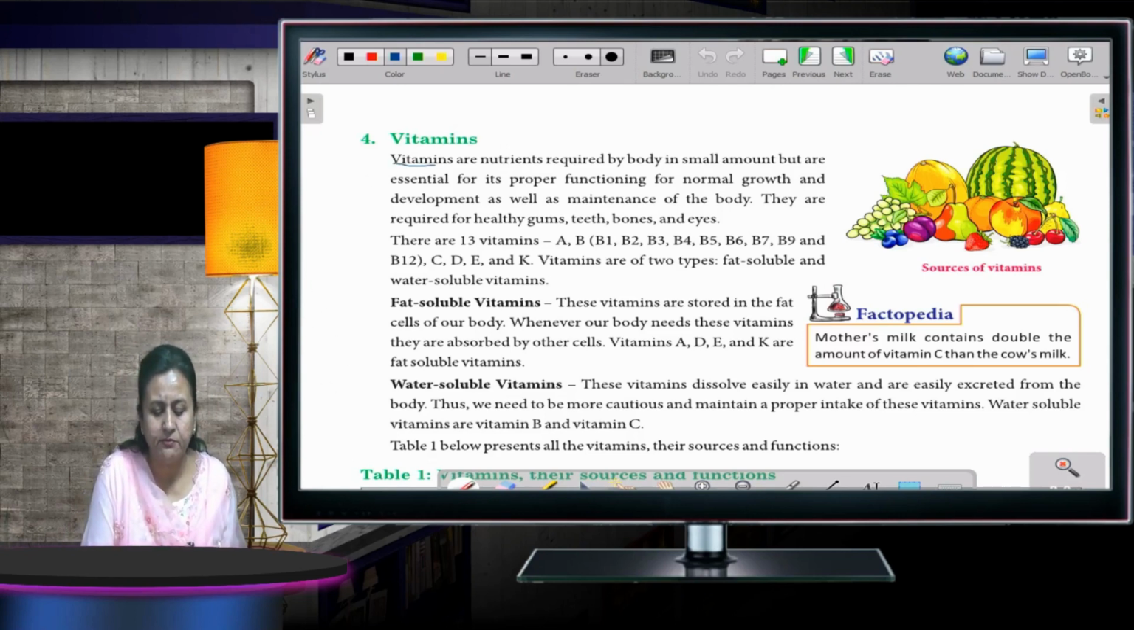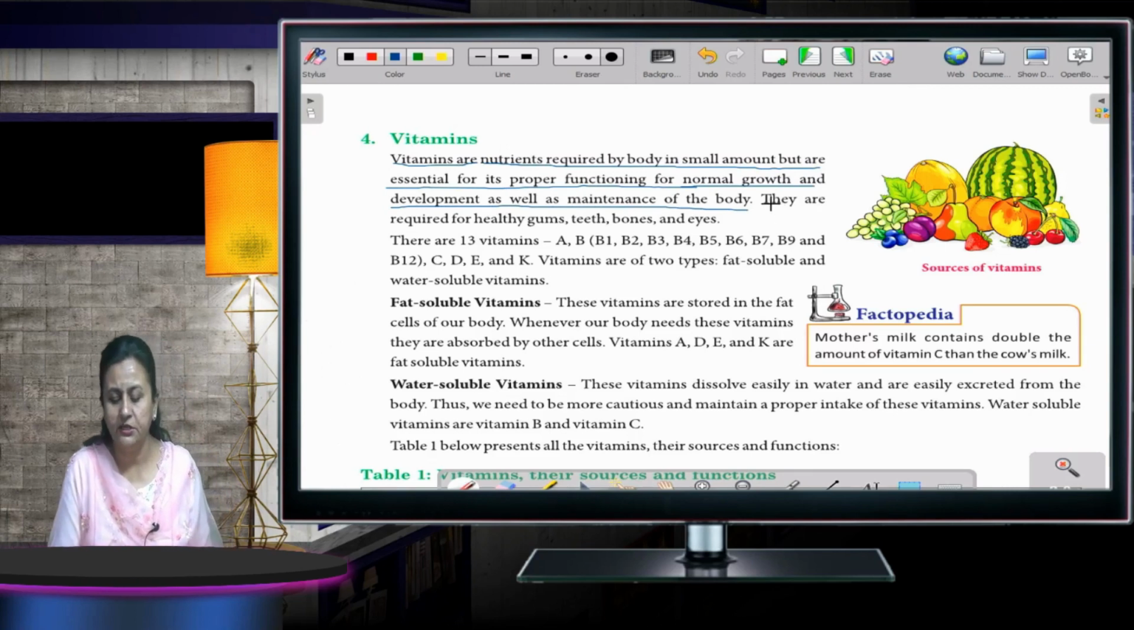Okay. Vitamins are nutrients required by the body in small amounts but are essential for its proper functioning, for normal growth and development as well as maintenance of the body. They are required for healthy gums, teeth, bones and eyes.